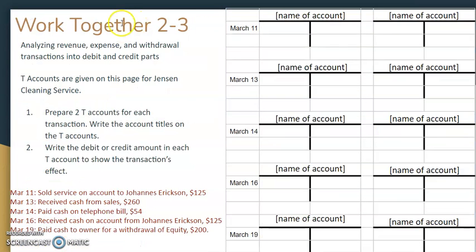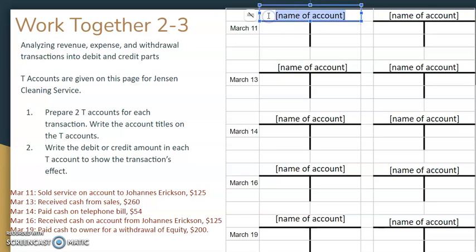Let's do 2-3. Very similar to 2-2, but just a few more accounts to think about. So, your first one, March 11th, sold services on account to Johannes Eriksson, $125.